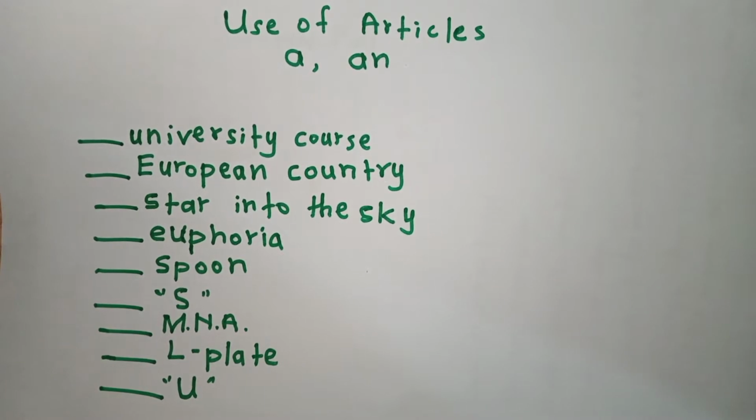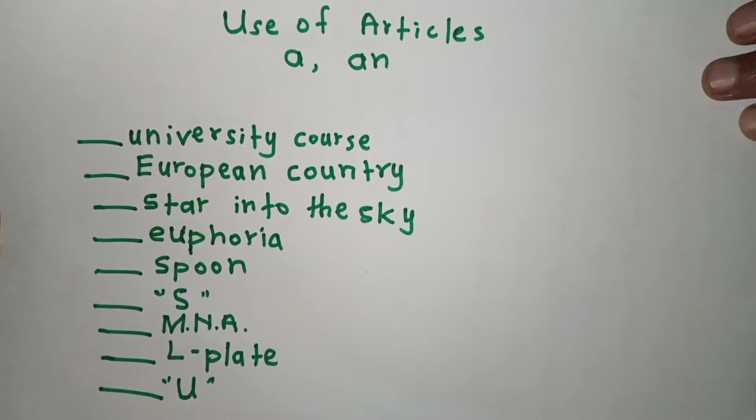Today our topic is to use articles correctly before these words. Now I'm starting here, so you'll have to understand the use of these articles, where to use a and where to use an, because you should not follow just the beginning letters of the English words. You should not follow the rule of just vowel letters. You should follow the rules of vowel sounds.